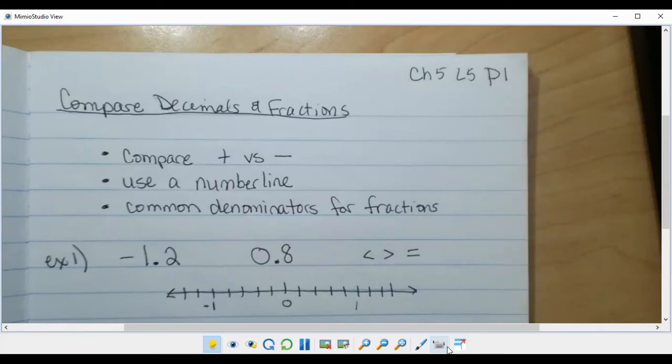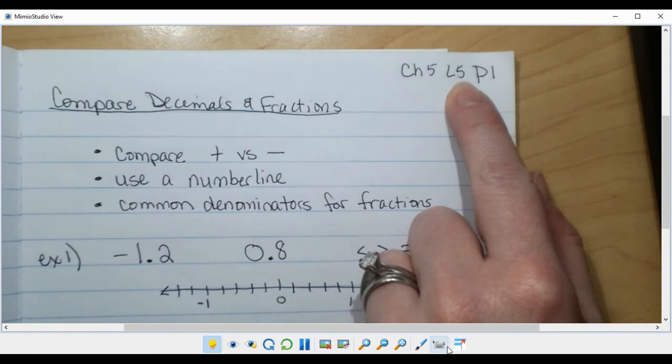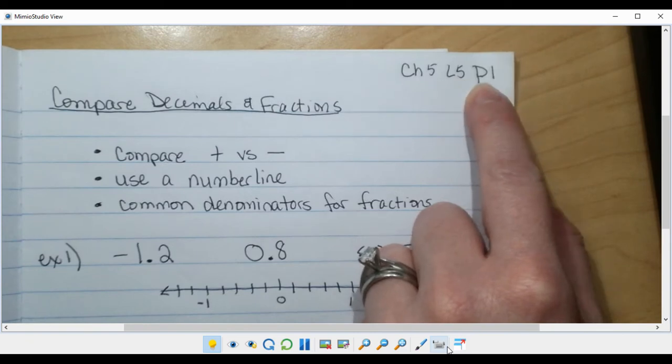So today we're going to talk about comparing decimals and fractions that might be negative or might be positive. If you think about everything you know about negatives and positives and putting those numbers in order, and everything you know about comparing decimals and fractions and putting those in order, we're just going to combine the two skills. This is chapter 5, lesson 5, and I'm actually splitting that lesson into two parts. So this is part 1.